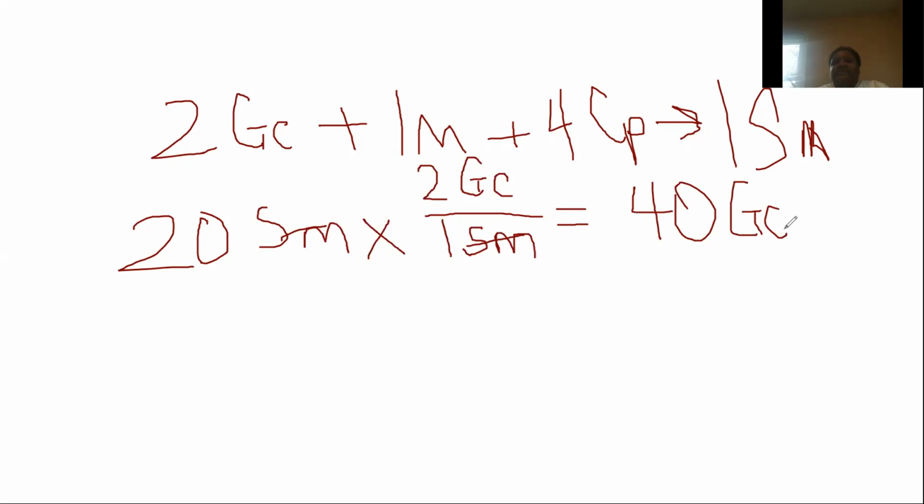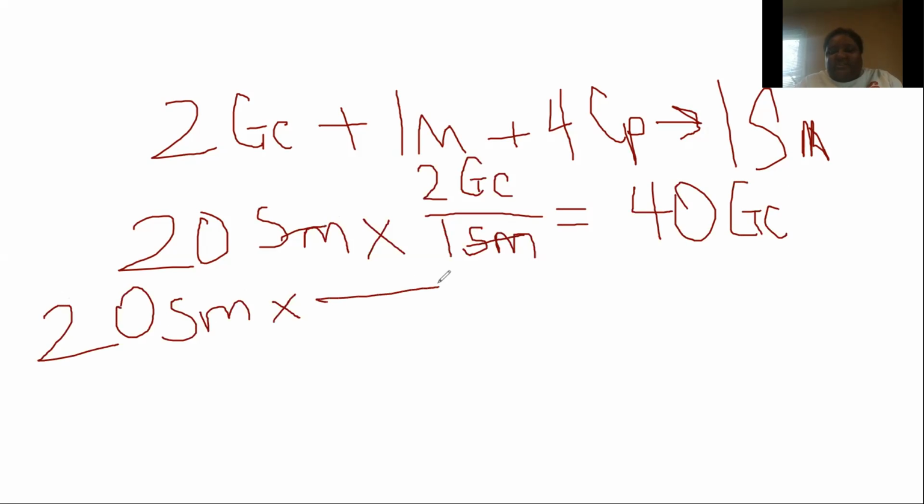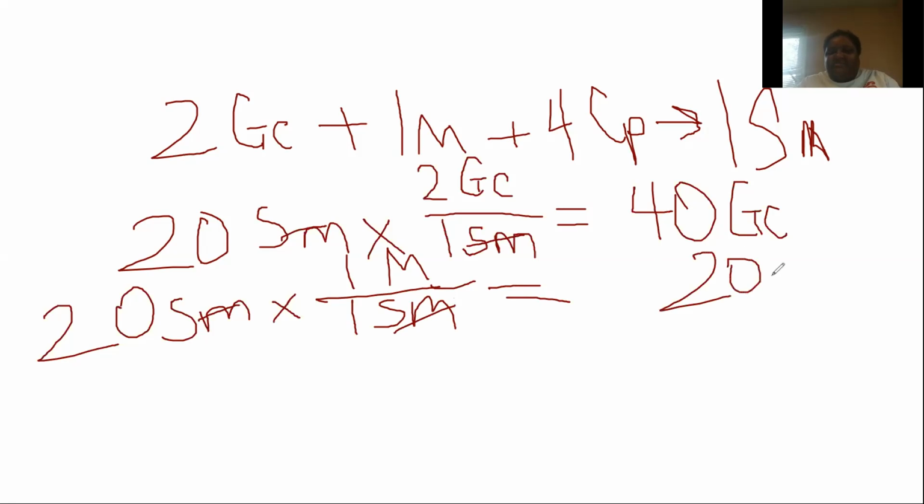Then we want to find out how many marshmallows we need to make 20 s'mores. So again, we write down what we're given. We are given 20 s'mores. But this time, our conversion still has 1 s'more on the bottom because that's the goal, to make 1 s'more per person. But this time we're going to do 1 marshmallow because that is the conversion per s'more. 1 marshmallow for every 1 s'more. So when we do that, the s'mores cancel out, and you end up with 20 marshmallows needed to make 20 s'mores.